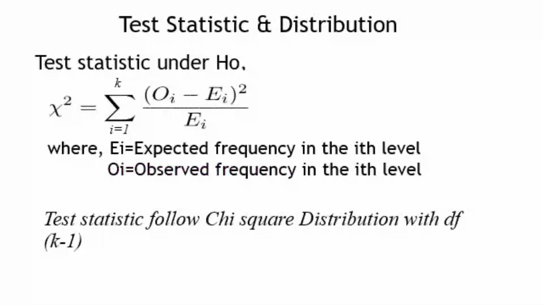It is important to know the test statistic and its distribution. See the formula, where E_i is the expected frequency in the ith level and O_i is the observed frequency in the ith level. Here, the test statistic follows a chi-square distribution with degrees of freedom equal to the number of levels minus 1, say k-1.